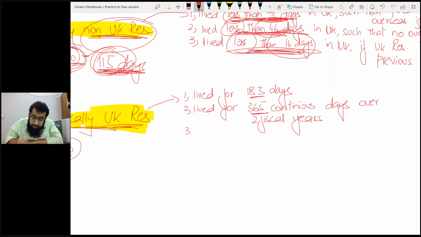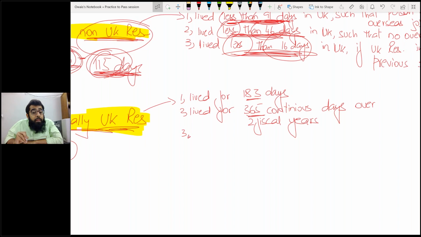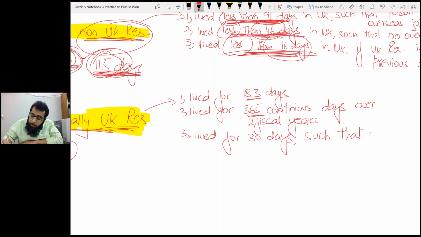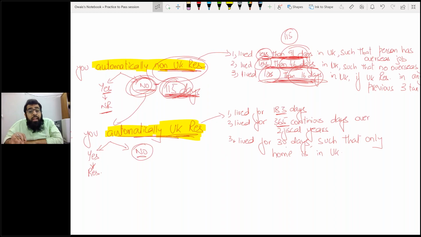Point number three. Live for 30 days such that the only home is in UK. Now, Corey doesn't have his only home in UK. Corey also has a home in Medora.